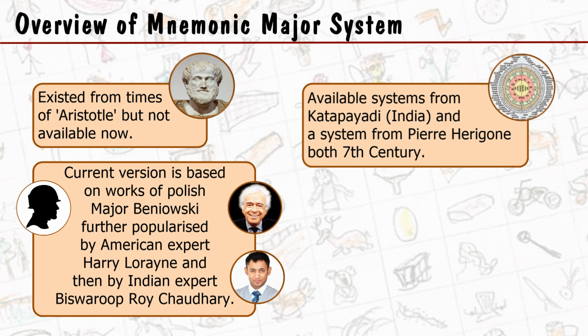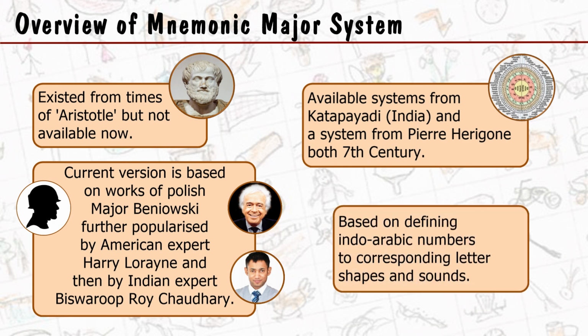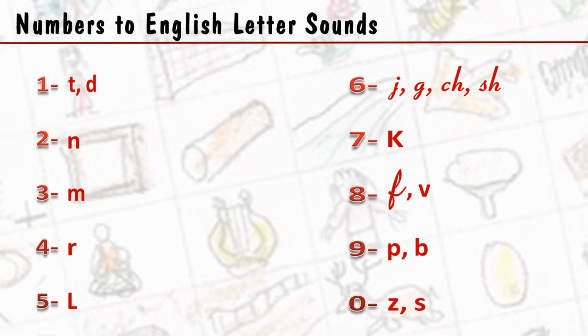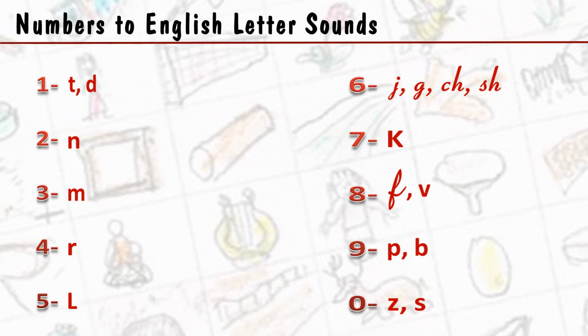Biswarup Roy Chaudhary. This is primarily based on defining Indo-Arabic numbers, or numbers from 0 to 9, to corresponding English letters, shapes and sounds. Here is the numbers to English letter, shape and sound table.